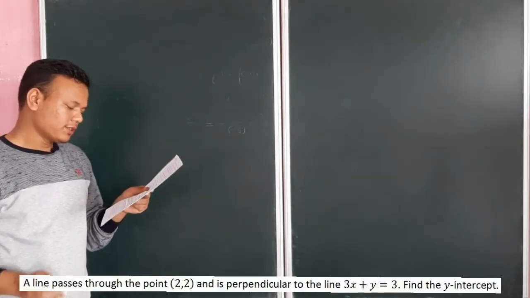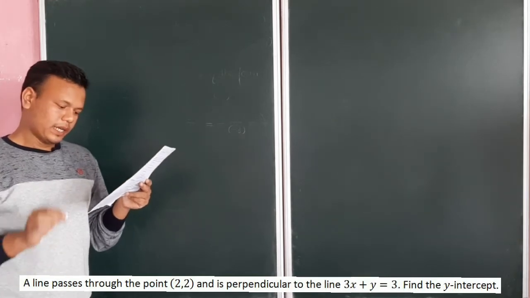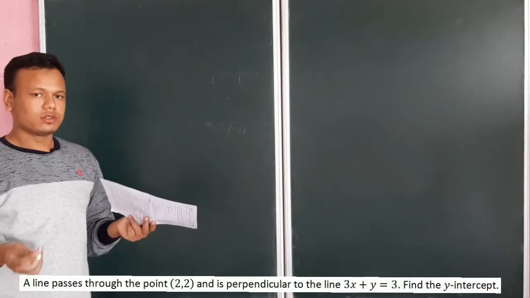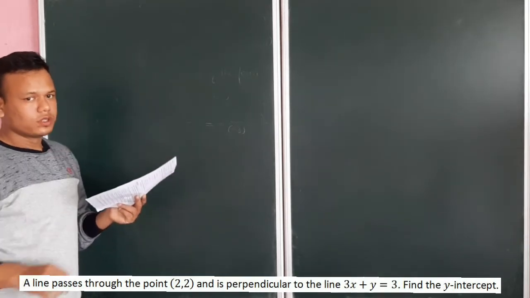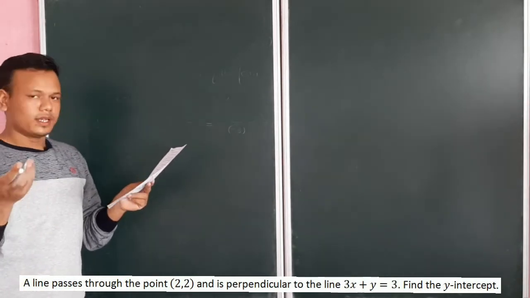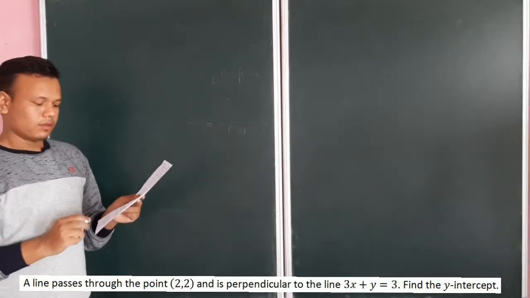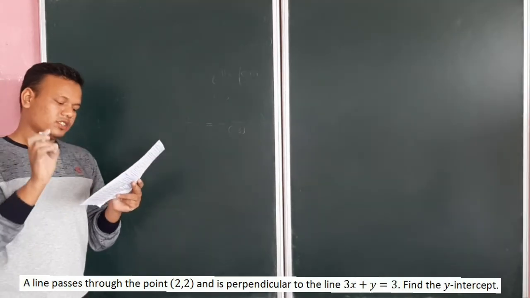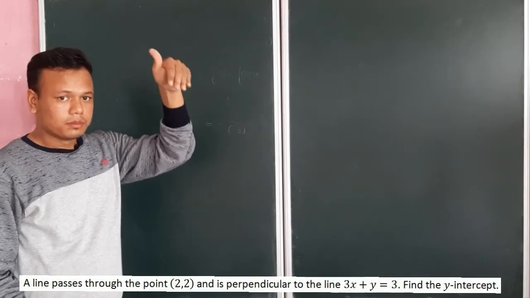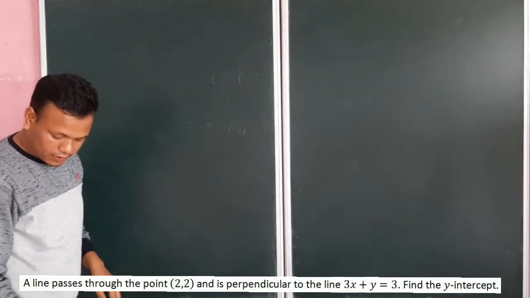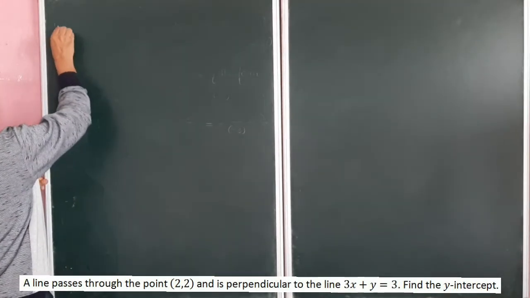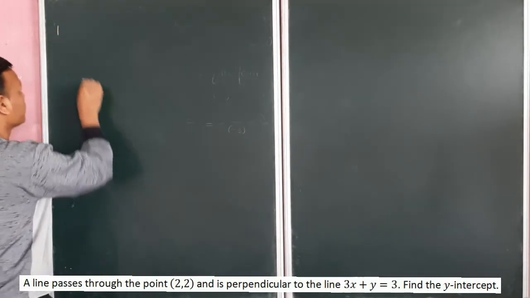The question says a line passes through the point (2, 2) and is perpendicular to the line 3x plus y equals 3. So there's a line which is perpendicular to the given line, and you will be able to find the equation of that perpendicular line. Then you have to find its y-intercept. The given line here is 3x plus y equals 3. Question number 18.